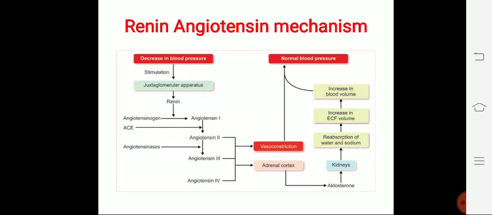When we see the aldosterone mechanism, the adrenal cortex is stimulated because of the less blood supply to the adrenal cortex. The adrenal cortex then secretes the aldosterone. When the aldosterone is secreted, this causes the reabsorption of water and sodium, increase in extracellular fluid volume and increase in the blood volume. These both factors cause the increase in the blood pressure, bringing the blood pressure toward the normal level.